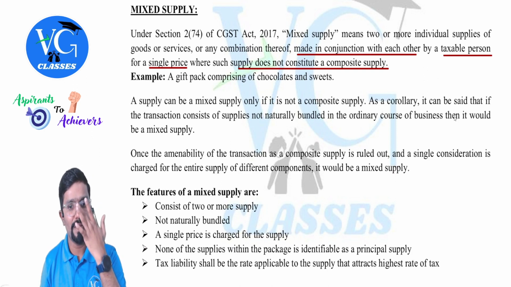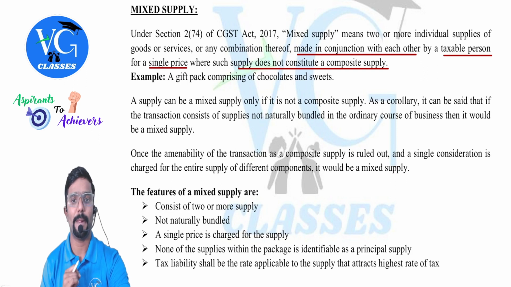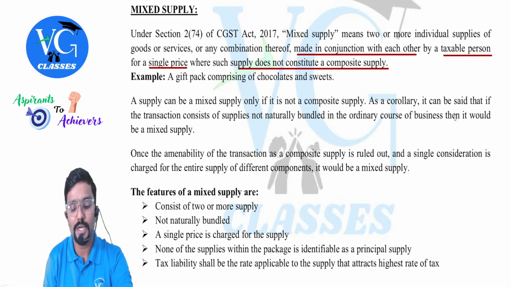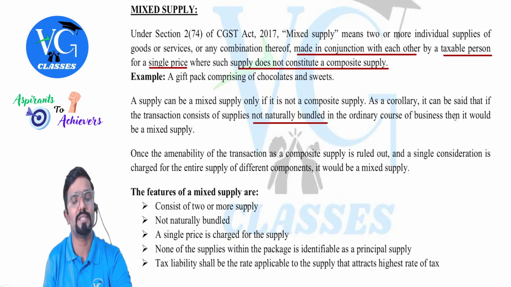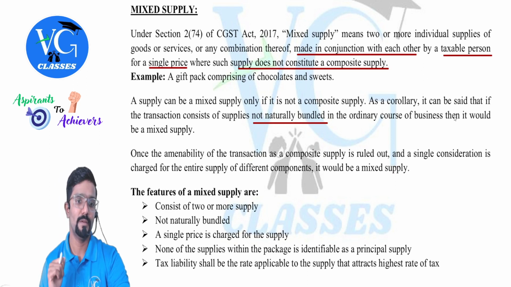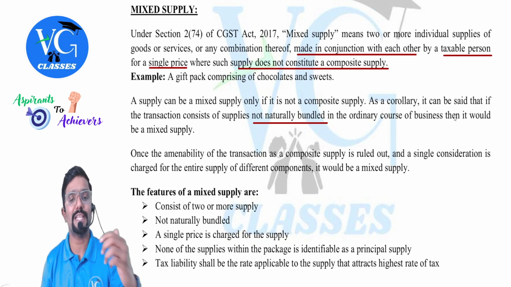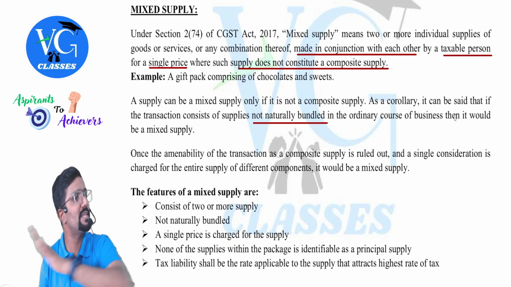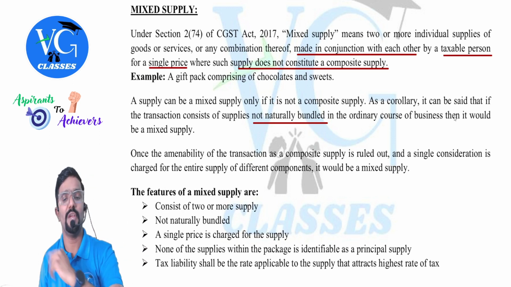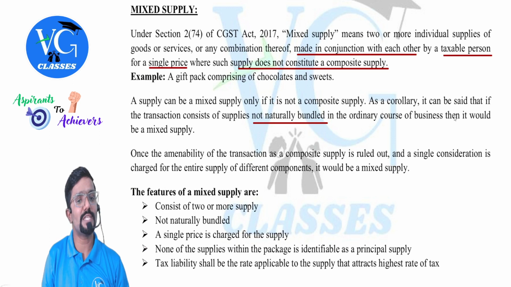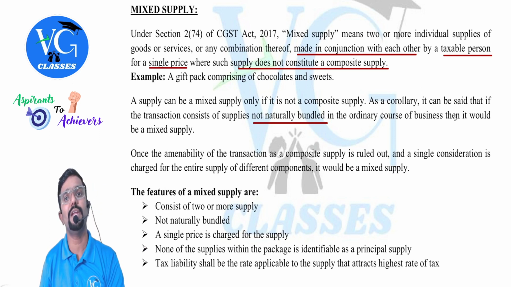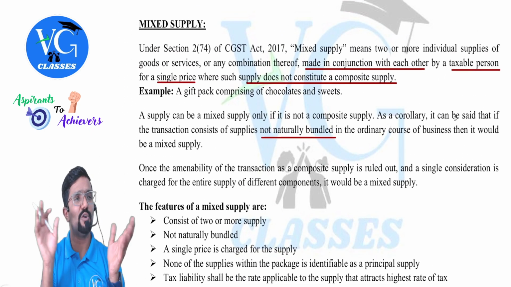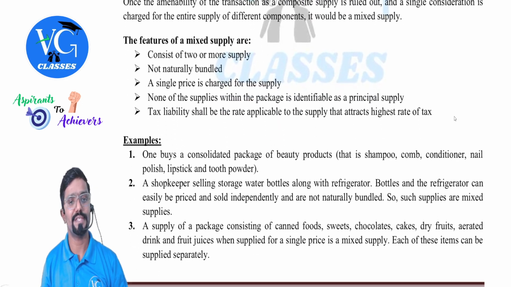A supply can be mixed supply only if it is not a composite supply. As a corollary, it can be said that if the transaction consists of a supply which is not naturally bundled in the ordinary course of business, then what do we call it as? Mixed supply. Once the amenability of the transaction as a composite supply is ruled out, automatically we will take it as mixed supply. And if a single consideration is charged for the entire supply of different components, then it would definitely be what? Mixed supply. Features. Now, whatever definition is there, I've just broken down that into points and given it. What is it, guys?